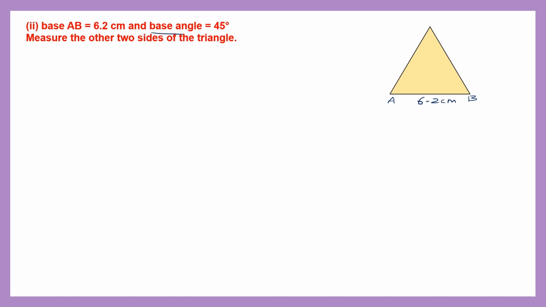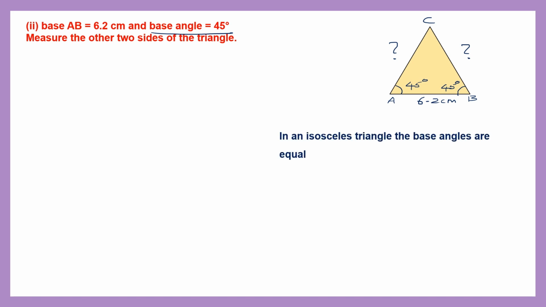Then they've told us that the base angle is 45 degrees. So there are two base angles at A and there is one more at B. So both will be equal for an isosceles triangle. Now here we have to measure the other two sides. So this point will be C. So we have to measure CA and CB after we construct the triangle. So let's begin. Let's keep this in mind. In an isosceles triangle, the base angles are equal. That's how, though only one was given, we have written the measurement for the other one also.